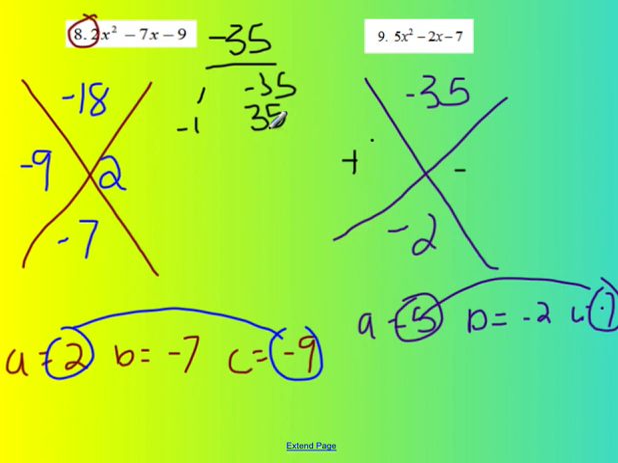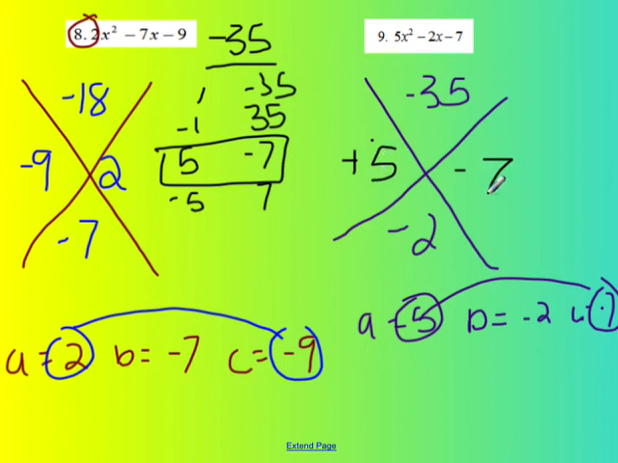3 isn't going to work. 4 doesn't work. So next is 5. So we have 5 and negative 7 and negative 5 and 7. So between those, I want to figure out which of those pairs adds to negative 2. And that's going to be 5 and negative 7. So that's your x completely filled out for number 9.